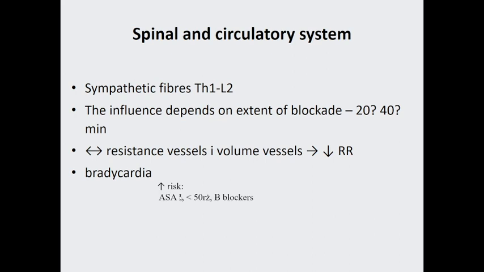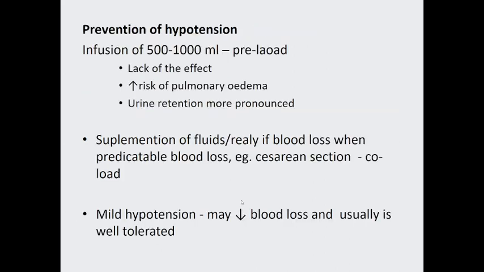The risk of bradycardia is higher in healthy ASA 1 patients, young patients below 50 years old, and those who take drugs that block the heart rate, beta blockers. How can we prevent the hypotension? Theoretically, we could infuse up to 1 liter of crystalloid before we perform the block. It's called preload, but it has been shown that there is no effect.